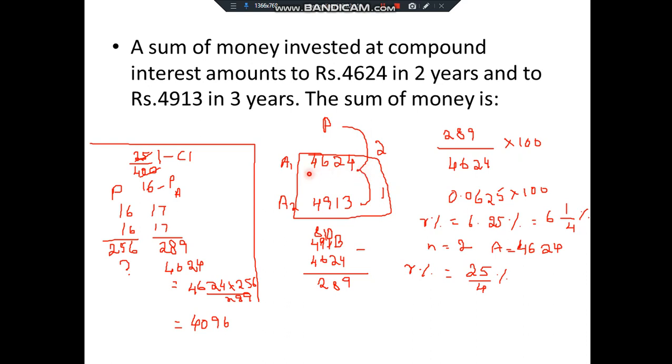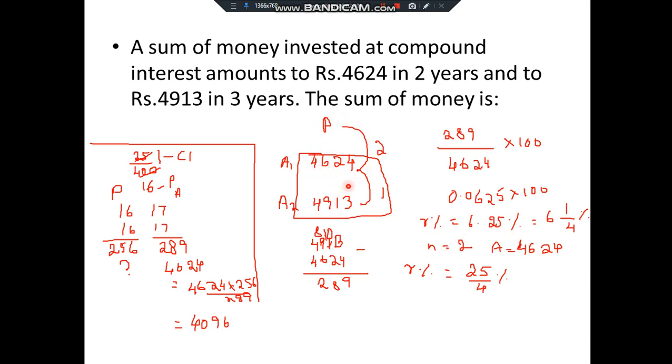So R percentage, how will we find it? 289 by 4624 into 100, right? Or in other terms, for 4624, 289 is your interest, means for 100 how much it is. I hope you understood. Yes, please be very clear in this concept. So you can find the R percentage as 6.25%. Now you have got the R percentage and the remaining problem we can solve.